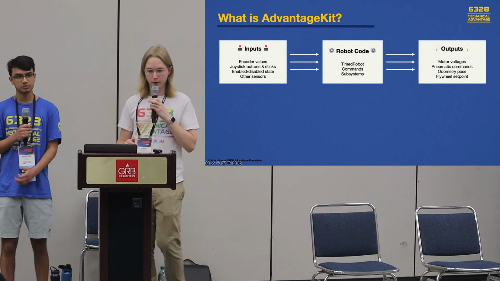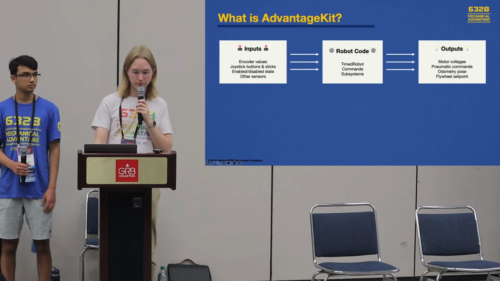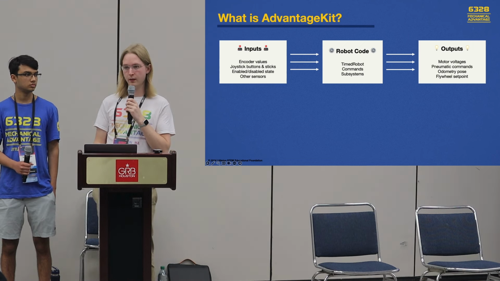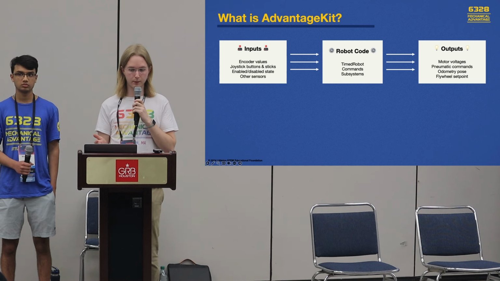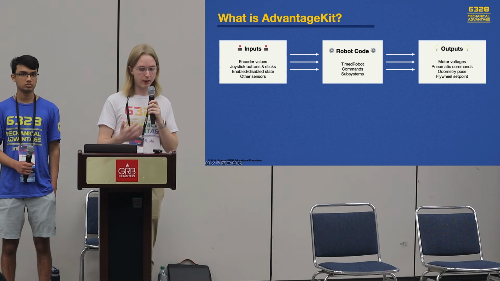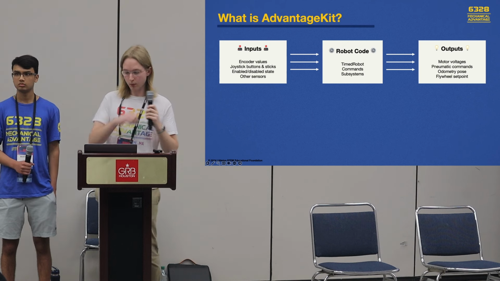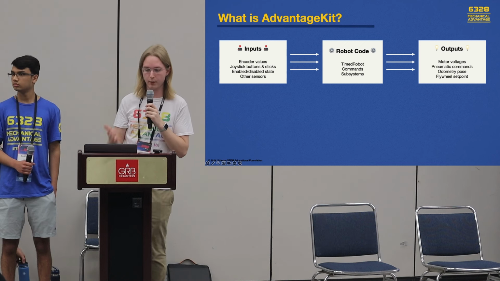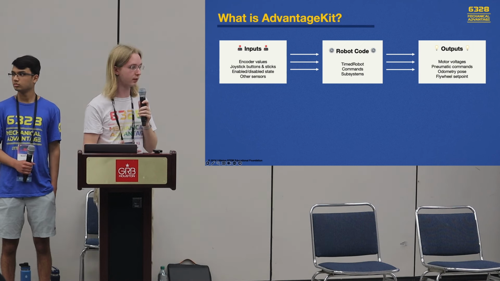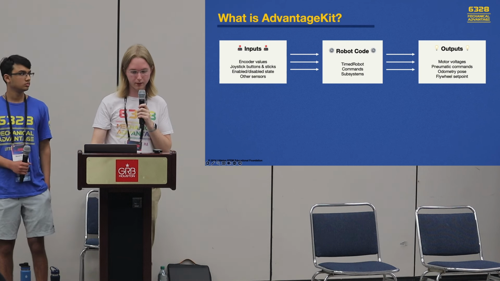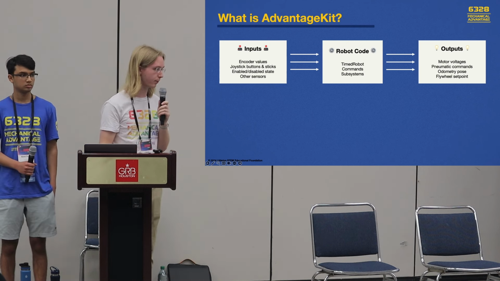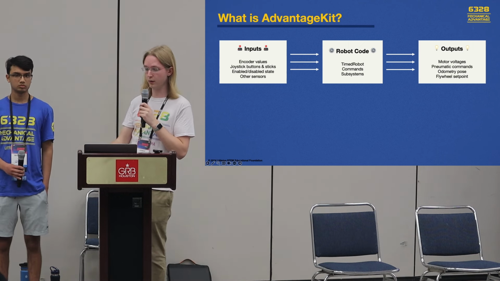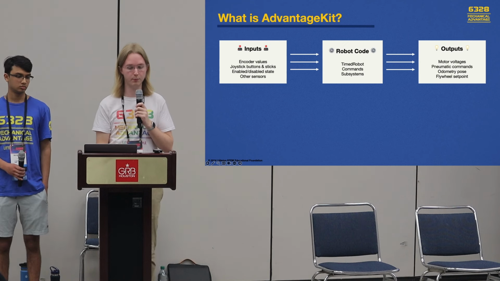Now, to understand level 3 logging, we need to simplify our view of the robot code a bit. Fundamentally, robot code is reading a set of inputs and producing a set of outputs. Inputs would be things like encoder values, joystick buttons and axes, the enabled and disabled state, other sensors, etc. The robot code then has a bunch of internal logic. So this is your timed robot, your commands, your subsystems. And then it produces a set of outputs. Those might be motor voltages, pneumatic commands, your odometry pose, your flywheel set point. Notice that we put the odometry pose in that list, despite the fact that it's not sent to any motor controller, because it's calculated based on input values.